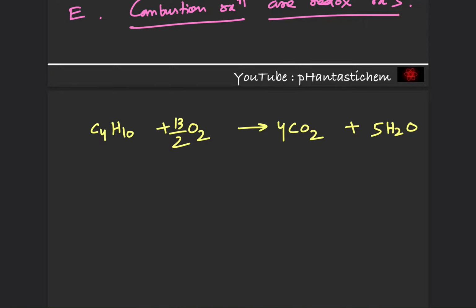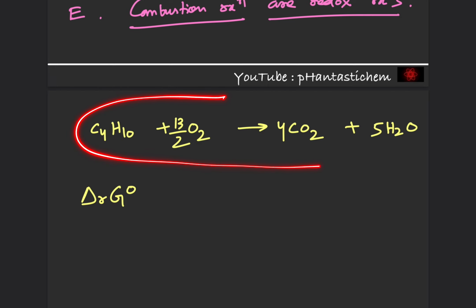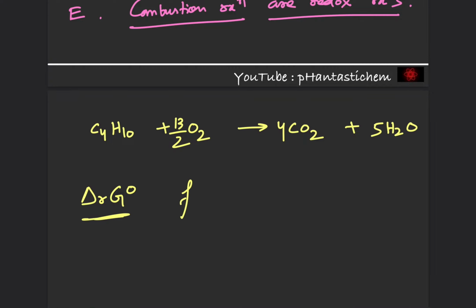So the voltage of this cell can be calculated by first calculating delta R G naught. What is delta R G naught? Delta R G naught is the standard free energy change of the reaction. Which reaction? This particular combustion reaction that I'm talking about. So the voltage of this cell can be calculated by calculating this from delta F G naught values.